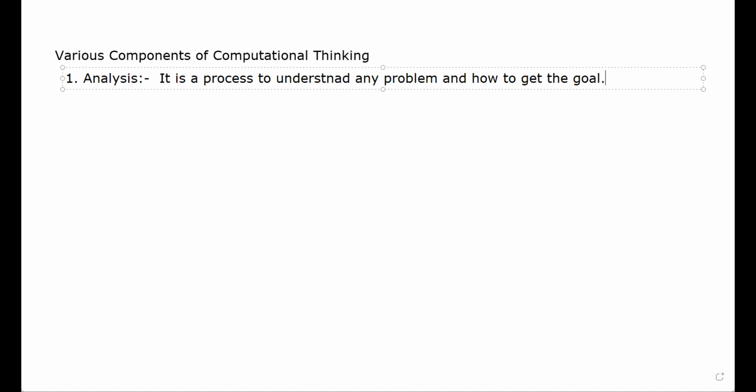I'll just tell you one very interesting example so that you can easily understand this. Suppose this is you, and there are 4 ways to go.